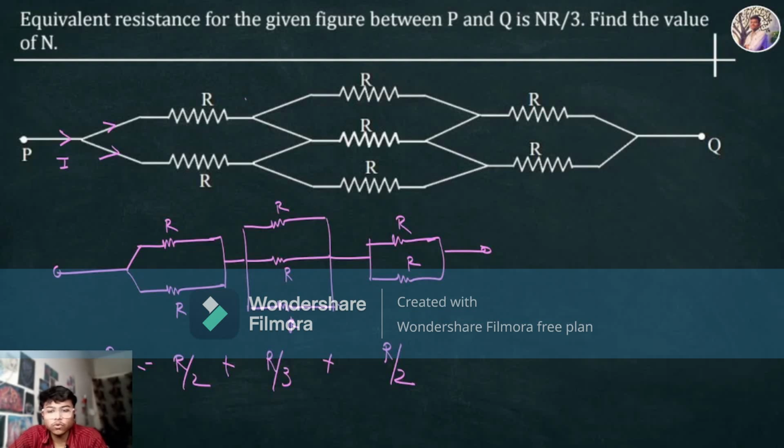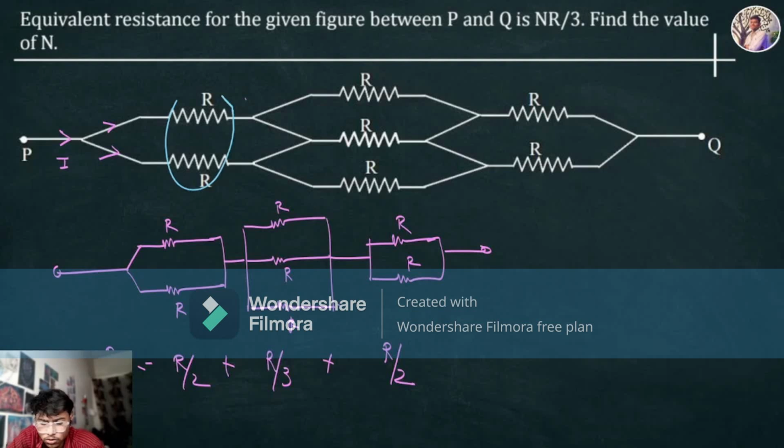So this is question one that we have taken. Find the value of n. We have to find the value of n, where the equivalent resistance between P and Q is equal to nR by 3. So we have to find n, basically. So how can we do that?